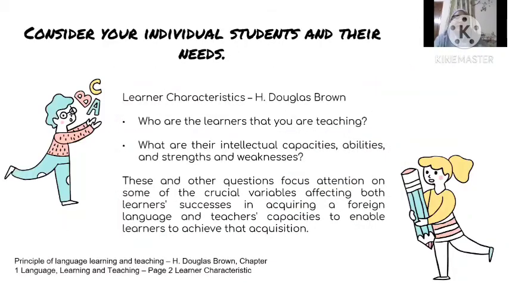Okay, next slide is consider your individual students and their needs. Learner characteristics. H. Douglas Brown in his book Principles of Language Learning and Teaching, Chapter 1, Language Learning and Teaching, page 2, learner characteristics. Learner characteristics is who are the learners that you are teaching, what are their intellectual capacities, abilities, and strengths and weaknesses. This and other questions focus attention on some of the crucial variables affecting both learners' success in acquiring a foreign language and teachers' capacities to enable learners to achieve that acquisition.